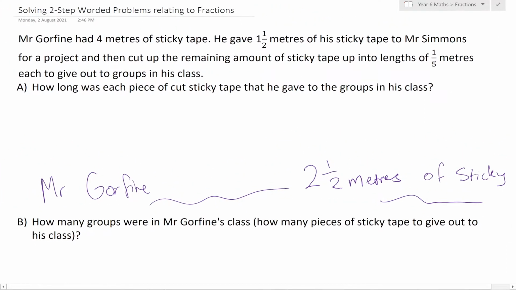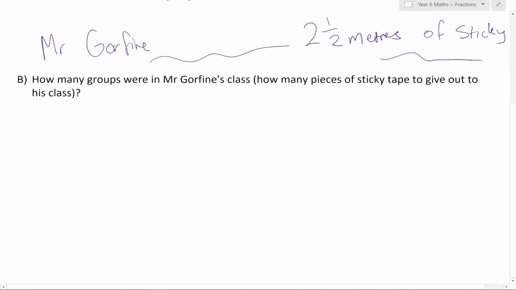A good way to check the answer, because you always should do a check, is we have 4 take away, if I rounded 1.5 up to maybe 2, because I just added a half. So 4 take away 2 is 2. And 2 and 2.5, yeah, it's very close. So I think it is a close answer.